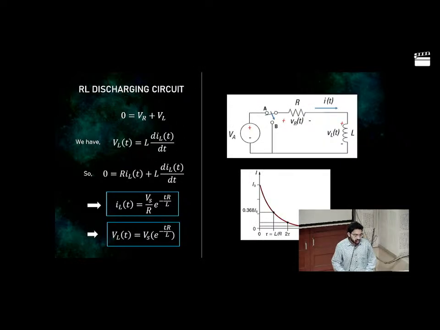Similarly, in the RL discharging circuit, there is no source in this case. Therefore, the inductor voltage and the drop across the resistance will balance each other as per KVL. So VL is given by L di/dt, as you know, and this is the KVL equation. Upon solving, you can get that IL will be Vs by R e to the power minus t by tau, and VL will be Vs e to the power minus t by tau. This is because they are exponentially decreasing in nature. This will be more clear if we go to the next slide.